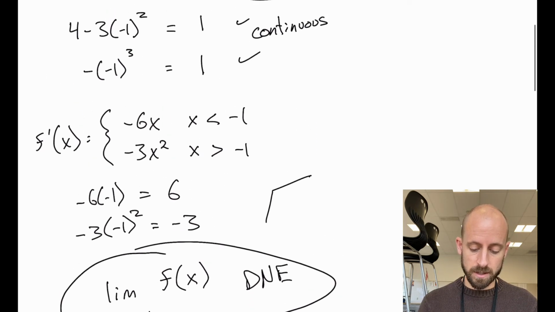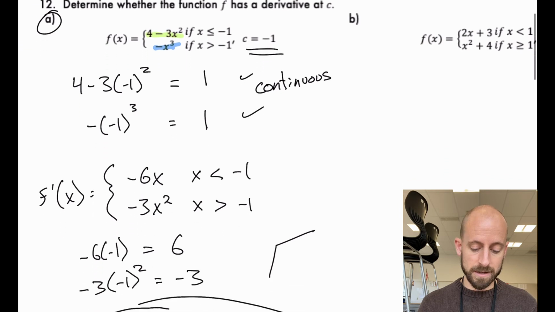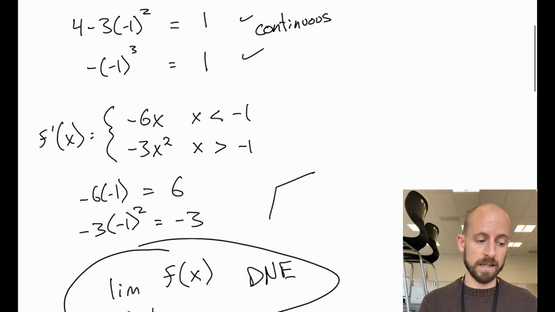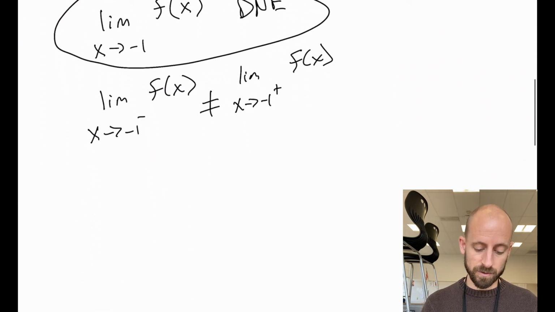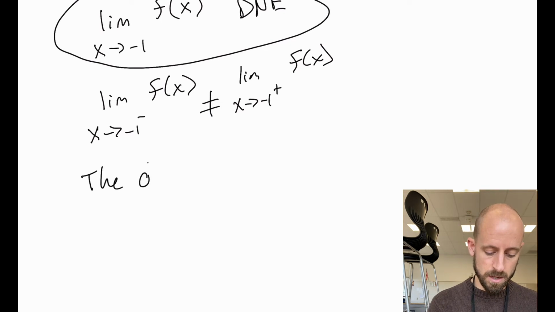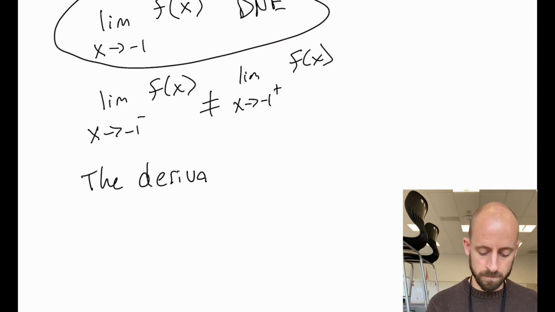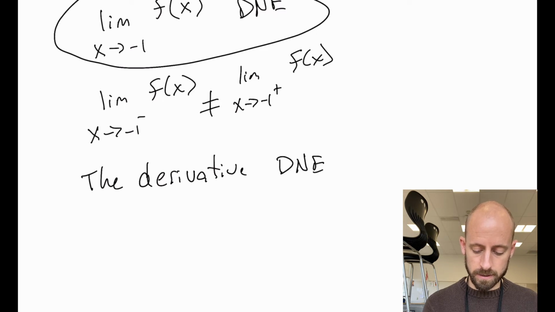So that part is going to tell us that it is not differentiable. The derivative does not exist at x equals -1. And that's really my final answer. The derivative does not exist at x equals -1.